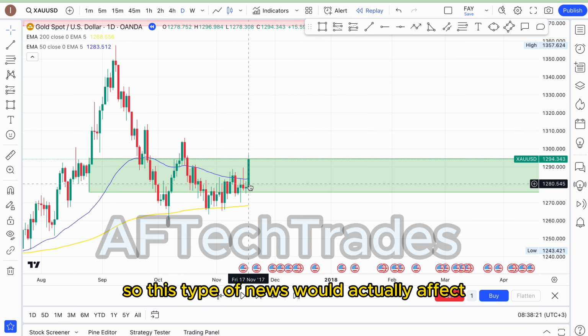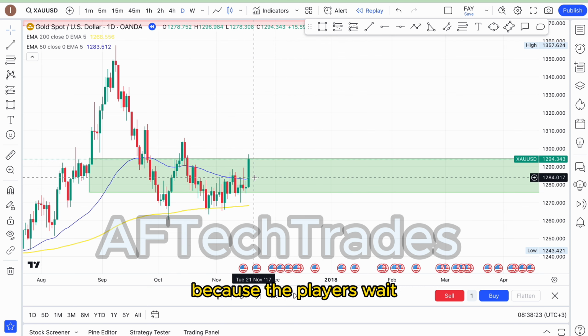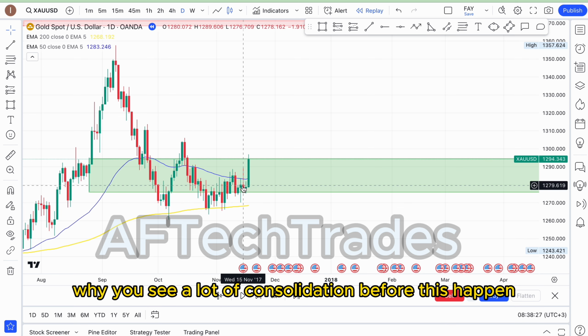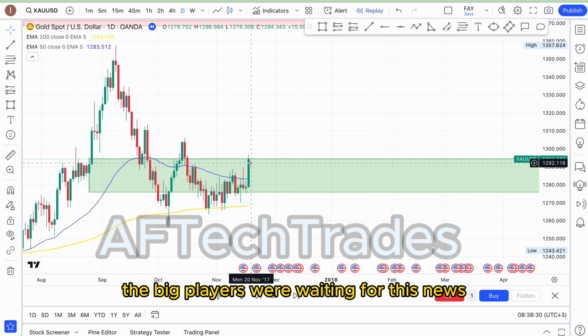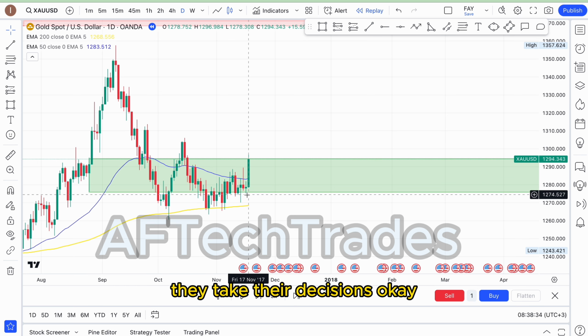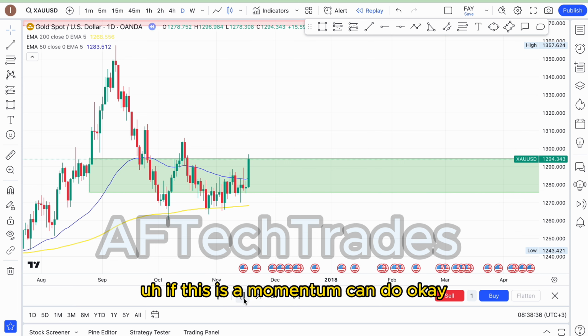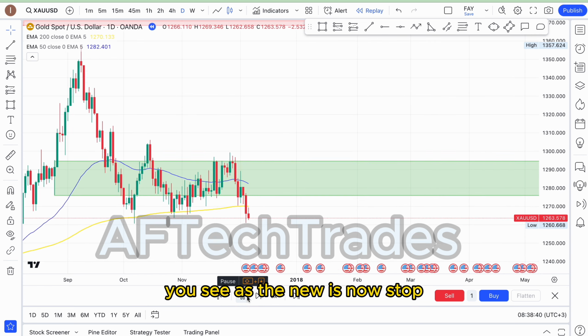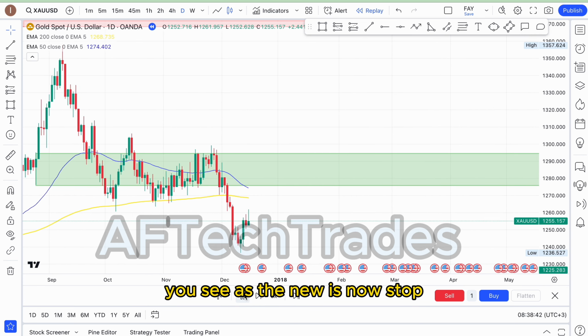So this type of news would actually affect the market, because the players wait, and this is also the reason why you see a lot of consolidation before this happened. The big players were waiting for this news, and after this news, they take their decisions. If this is a momentum candle, you see as the news is now out.